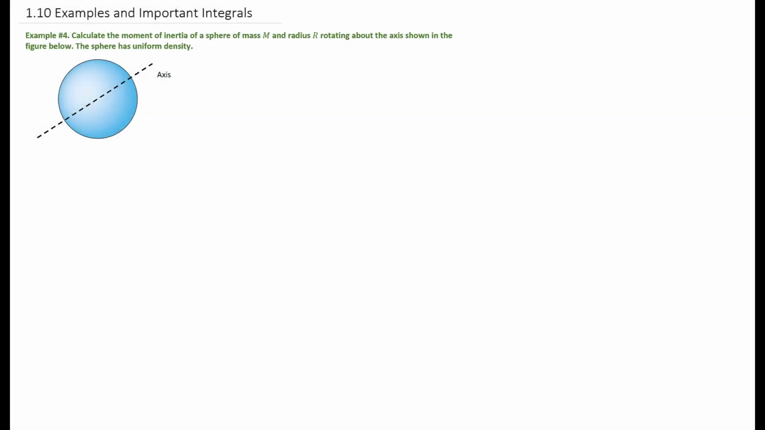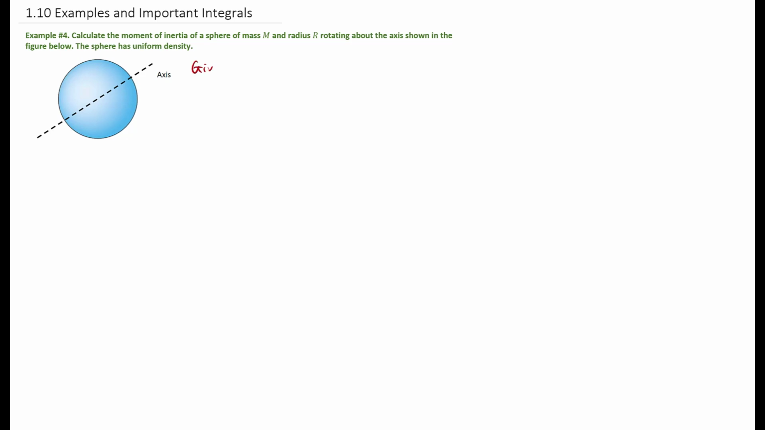In this example, we're trying to calculate the moment of inertia of a sphere of mass m and radius R rotating about the axis shown in the figure below. The sphere also has uniform density. So this is a much more complicated problem, it seems. We're now not looking at trying to find the total mass. We're trying to find the total moment of inertia of a sphere.